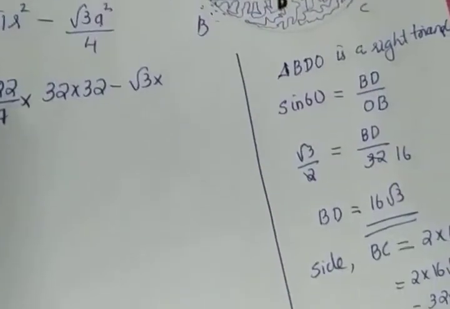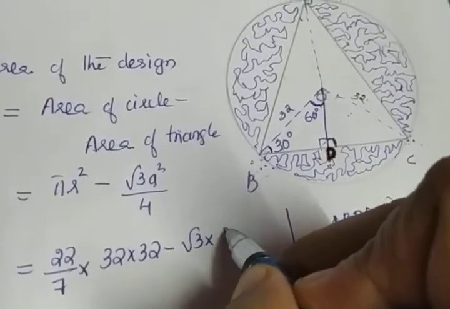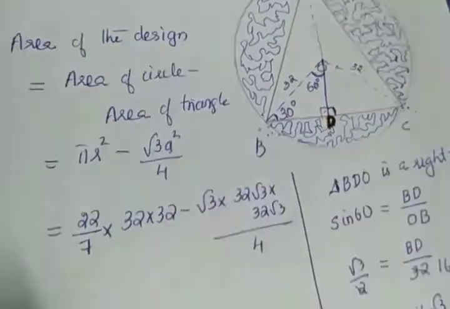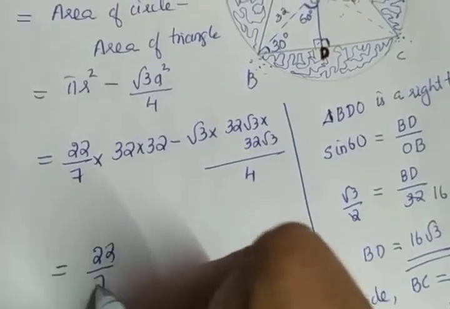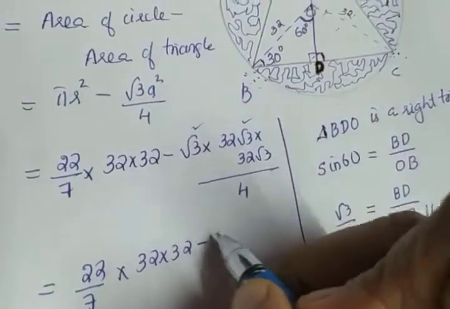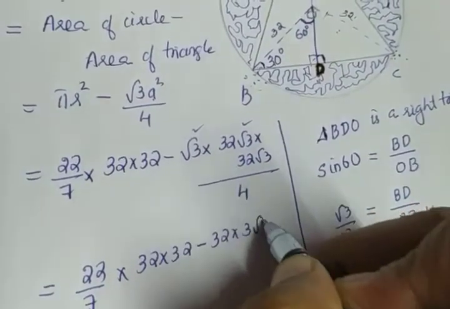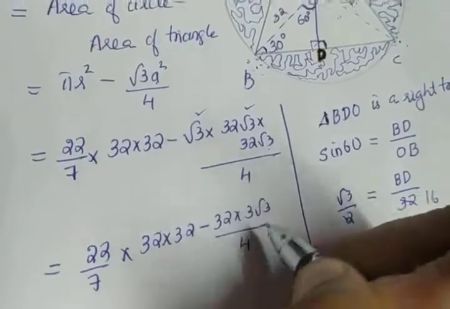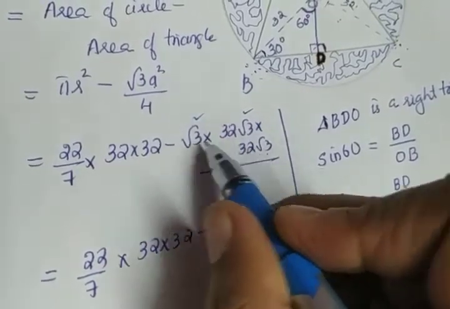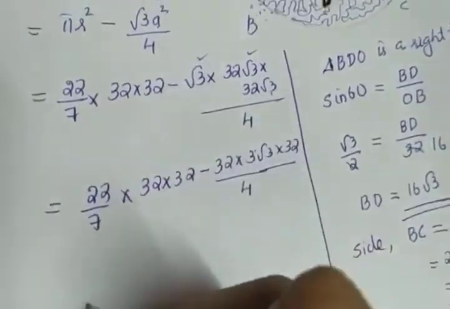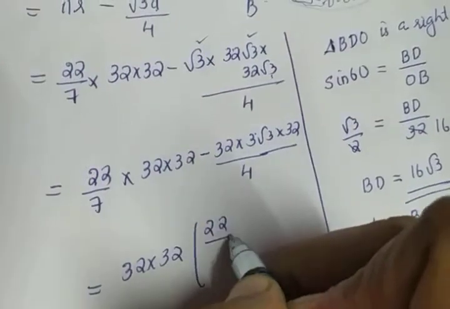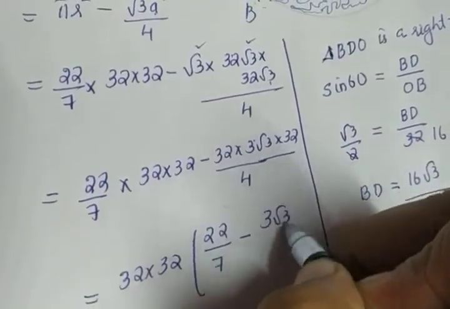The area is a square root 3 by 4 a square. We got the value of a as 32 root 3, and a square will be 32 root 3 into 32 root 3 divided by 4. So this is equal to 22 by 7 into 32 into 32 minus root 3 and root 3 gives you the value 3. So 32 into 3 root 3, there is again a root 3 there, by 4. One more 32 is there. 32 into 32 into root 3 gives you 3 root 3. So what is common here? 32 into 32 is common. So we can take it outside. The balance is 22 by 7 minus 3 root 3 divided by 4.